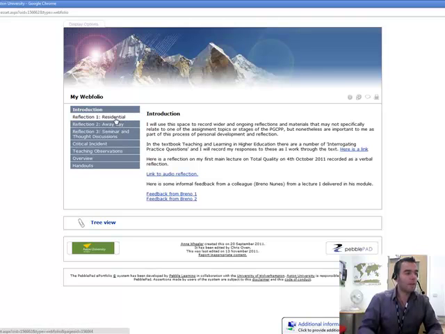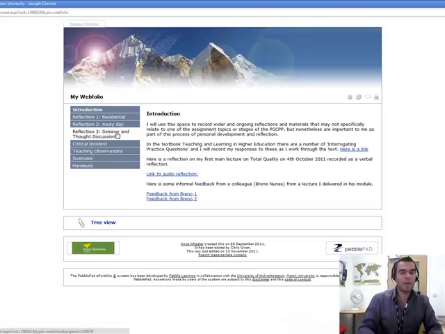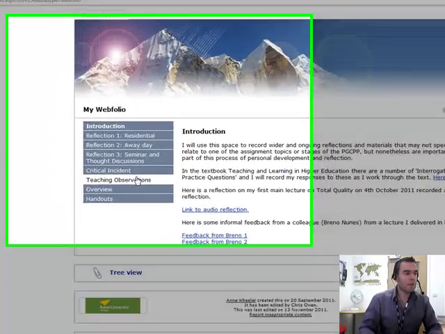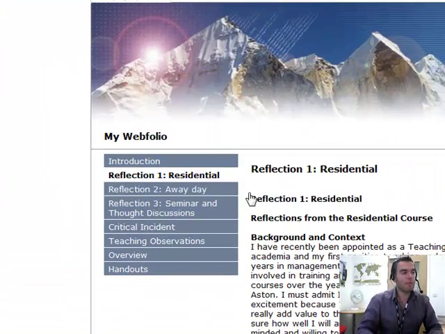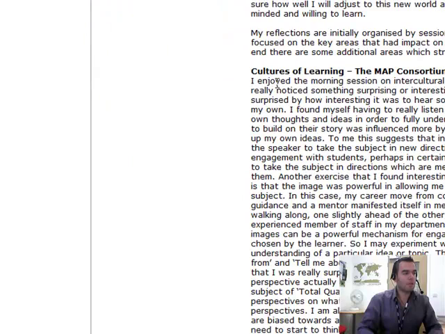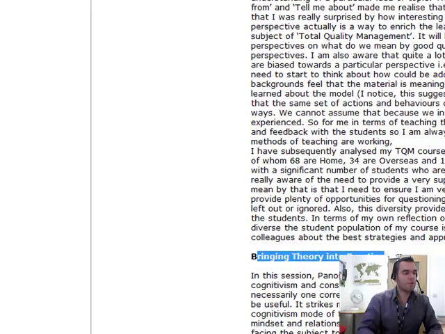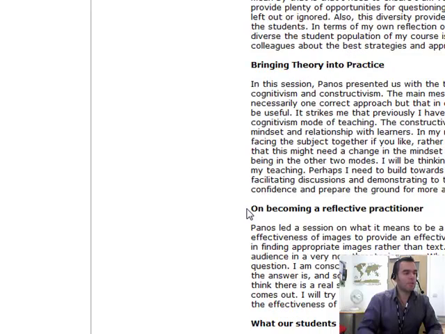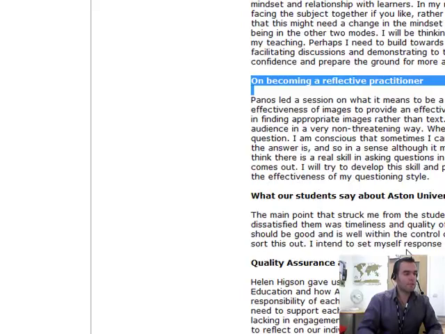And then they go, as you can see here, through this system, and they reflect on the residential, on their away day, on their seminars, critical incidents, teaching observations. All important, all valued. So in the residential, we try to provide them with a structure. So we ask them to provide a background and a context, and then there are different sessions about cultures of learning, about theories and practice, how to become a reflective practitioner, and so on.